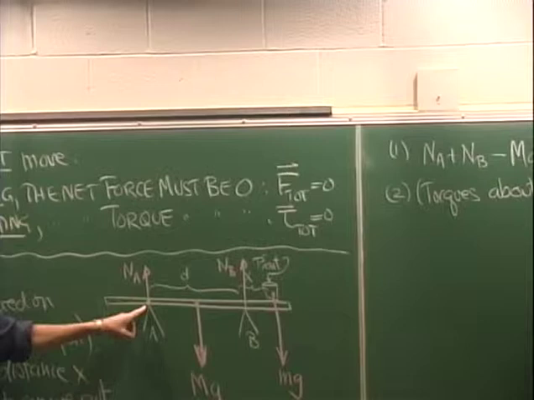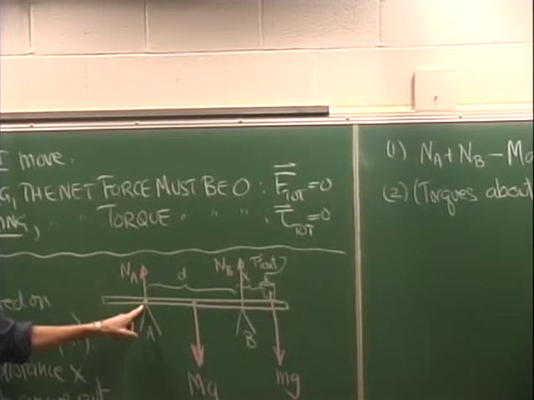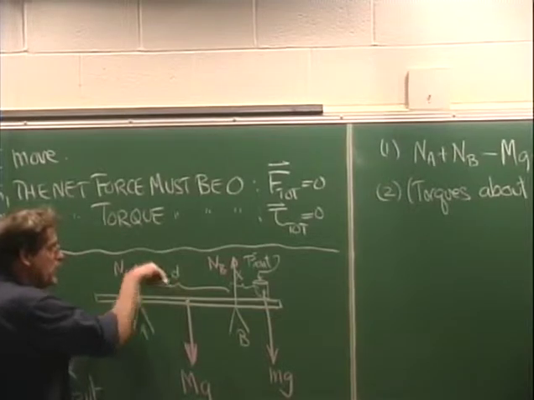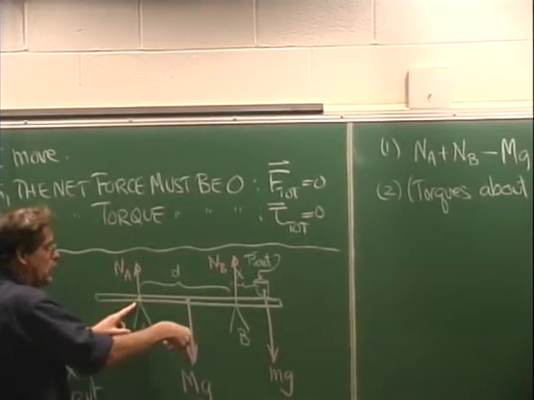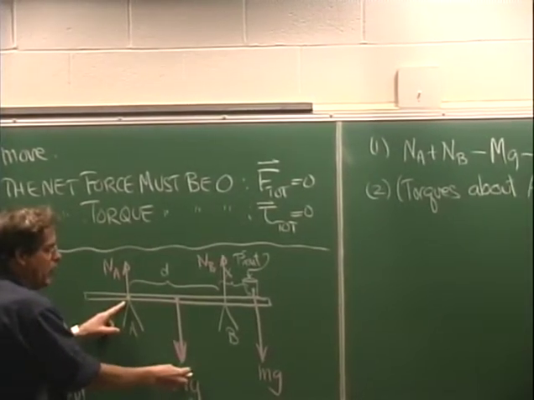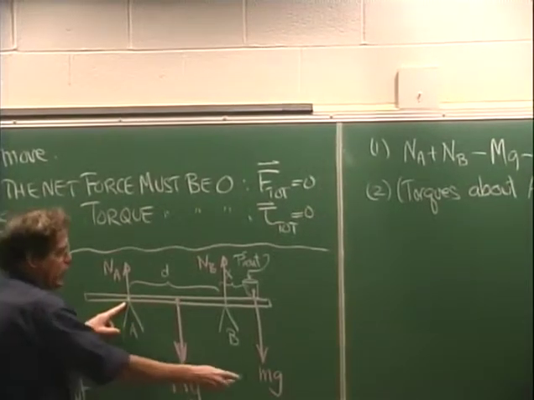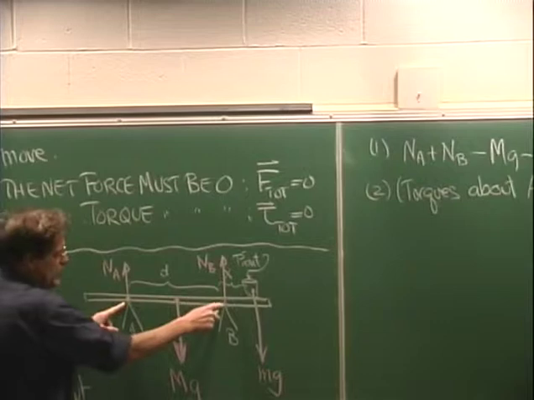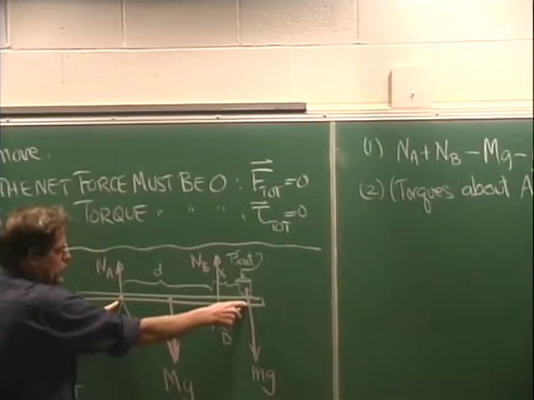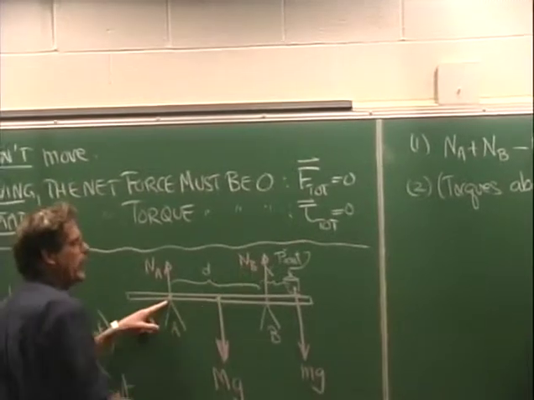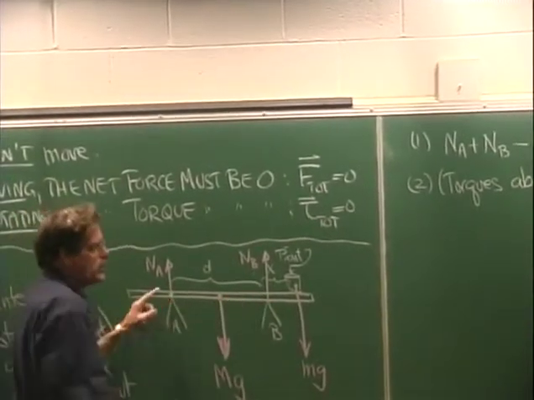How come? Because it acts right through the point A. There is no lever arm. Tending to rotate the thing clockwise, I see capital Mg out of distance d over 2, and little mg out of distance d plus x, and then tending to rotate it in the counterclockwise direction, NB out of the distance d.